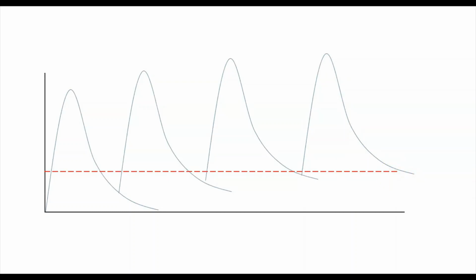The antimicrobial activity of different classes of antibiotics is dependent on different components of the curve. For example, the antimicrobial activity of gentamicin is dependent on its peak concentration over the MIC, or mean inhibitory concentration, which I've represented here by this red dotted line. What this means is that the higher the peak concentration over the MIC, the more effective the antimicrobial activity.